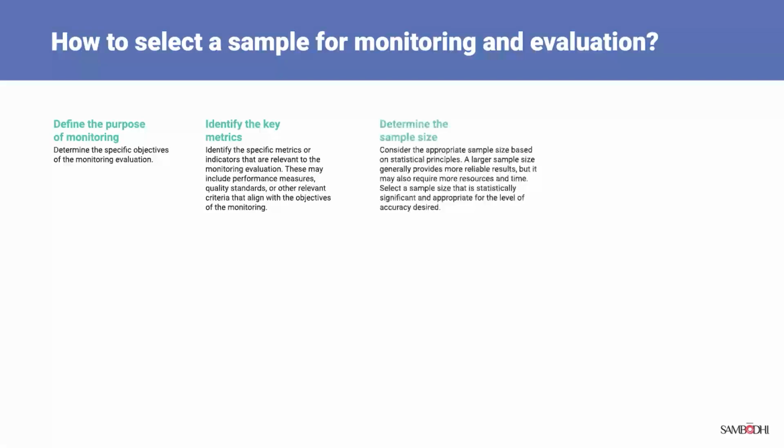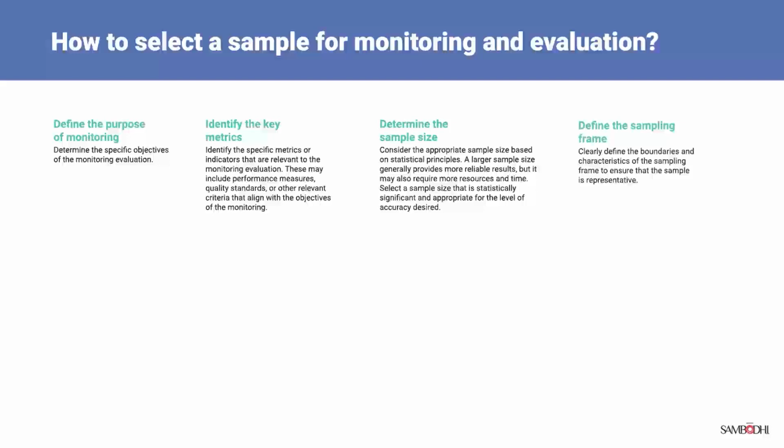After identifying the indicators, you move on to determining the sample size. For this, consider the appropriate sample size based on statistical principles. A larger sample size generally provides more reliable results, but it may also require more resources and time. Select a sample size that is statistically significant and appropriate for the level of accuracy desired.